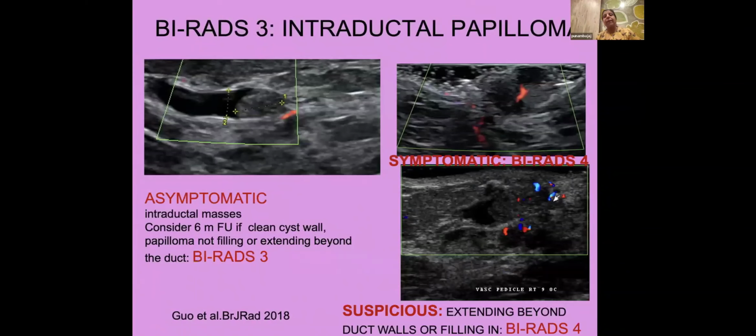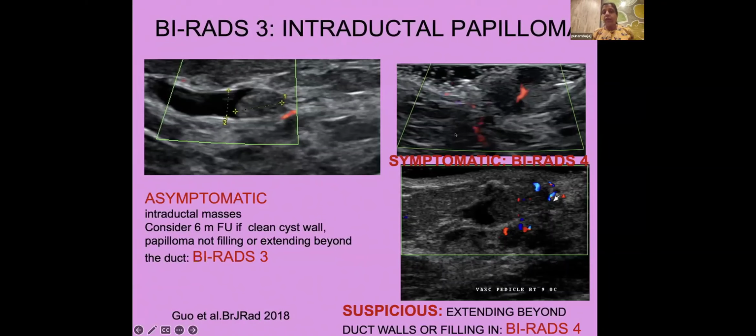Now, quick word about intraductal papilloma, very commonly seen, or I would say rather commonly seen. Now, this was an asymptomatic lady. She had a mammogram and she came for a correlative screening ultrasound. And this is what I saw. There was a prominent dilated duct and you see an echogenic lesion inside this duct and there was a single vessel feeding this. But see the echogenic lesion, it's not going outside the duct boundary. It is not filling up the entire duct. Okay. And this lady was asymptomatic. If all these conditions are met, you can do a 6-month follow-up and give it a BI-RADS 3.